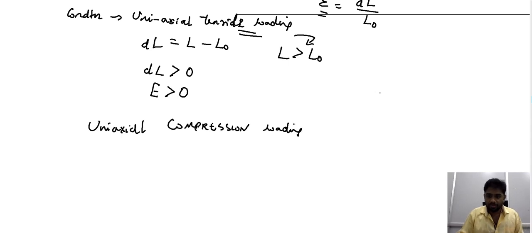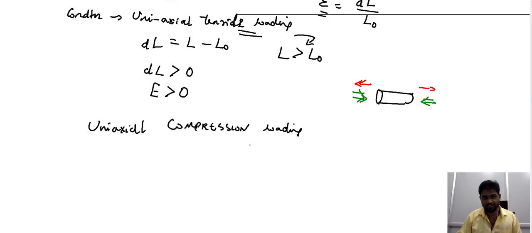So when you have a cylindrical sample of this sort, the uniaxial tensile loading will be something like this. Now we want to study the behavior of the sample made up of the same material under uniaxial compression, which is expressed in this form. When we do that, the first key factor that changes is the response of the material.